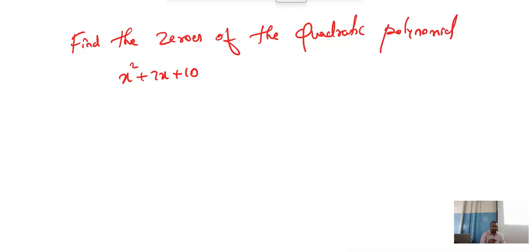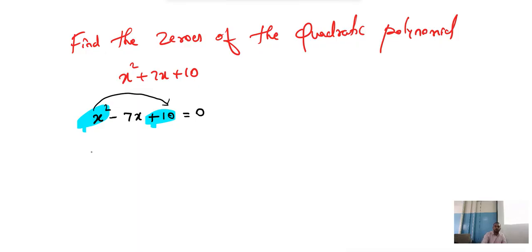First, let me write x square minus 7x plus 10 is equal to 0. Multiply first term with last term. This is plus 1x square. Here nothing is there means 1, and no sign means it is plus. And this is plus 10.